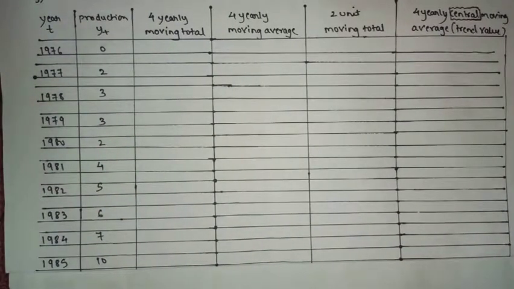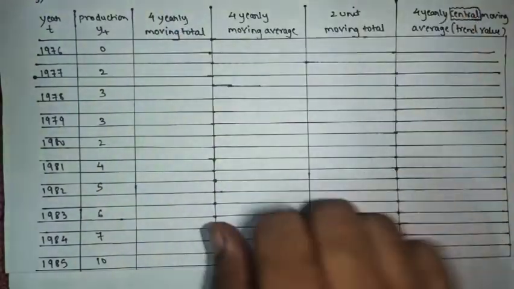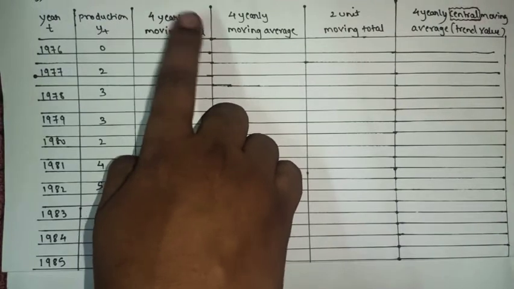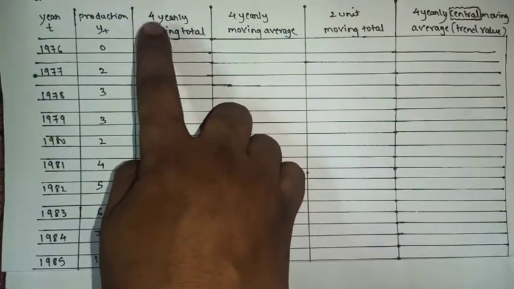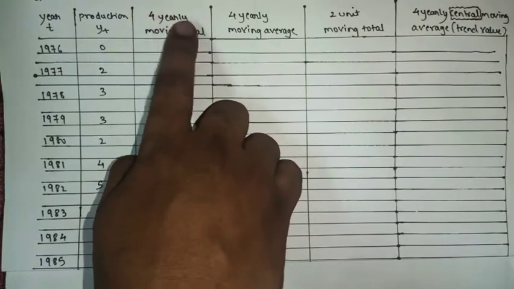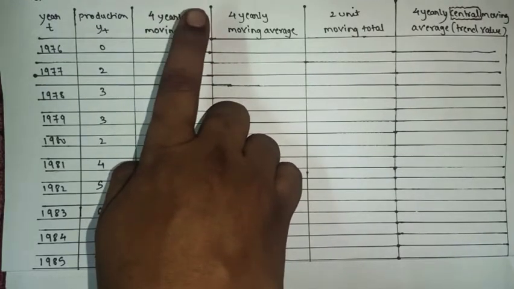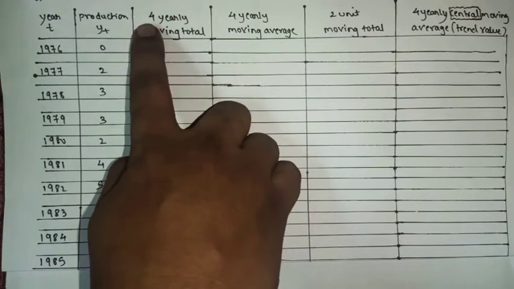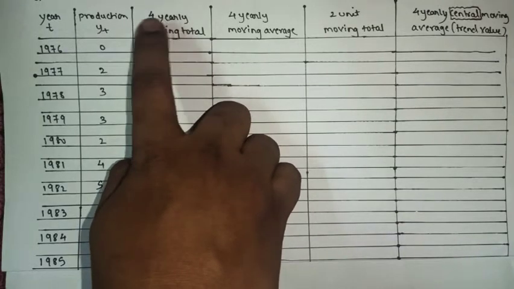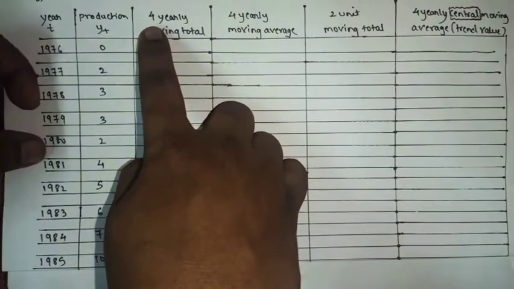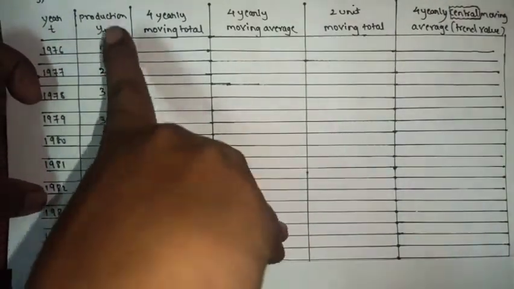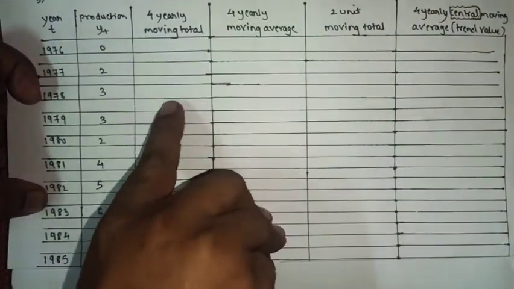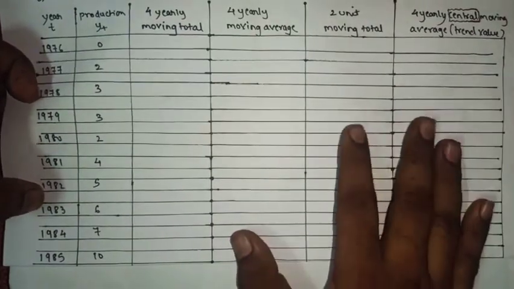Now we'll find the third column. Here it is written 4-yearly moving total. So what do you mean by 4-yearly moving total? Total means we have to add. How many years? 4 years. That means we have to add the four numbers. Same as the 3 and 5. Yes or no? Same as the 3 and 5. But while adding and while writing the number, there is a change here.